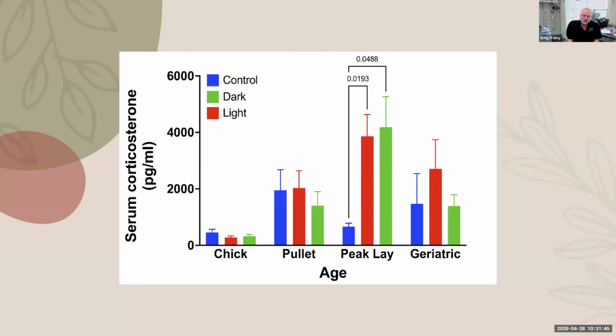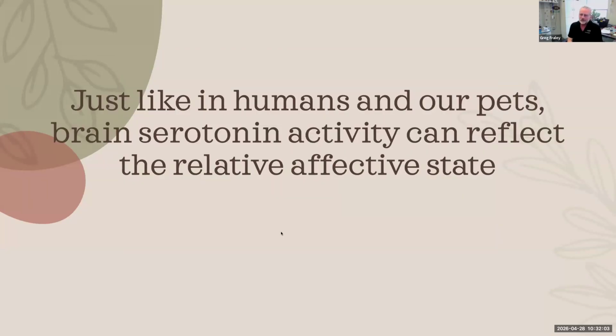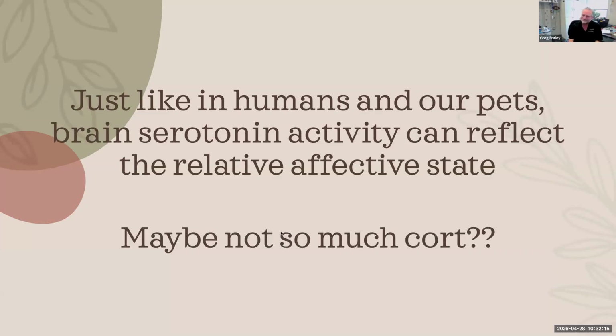And so this is very, very interesting. If all we did was look at the corticosterone response, we'd say, yeah, they're not stressed at all. But the brain is telling us otherwise. So just like in humans, the brain serotonin activity can reflect the relative affective states when you're looking at control birds, but corticosterone is probably not quite as reliable as an indicator.